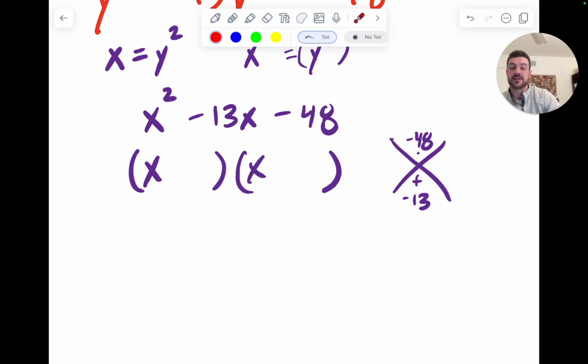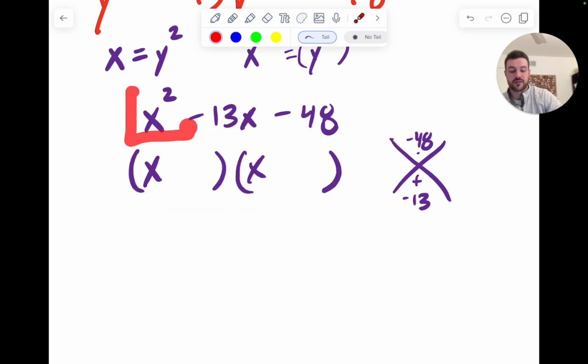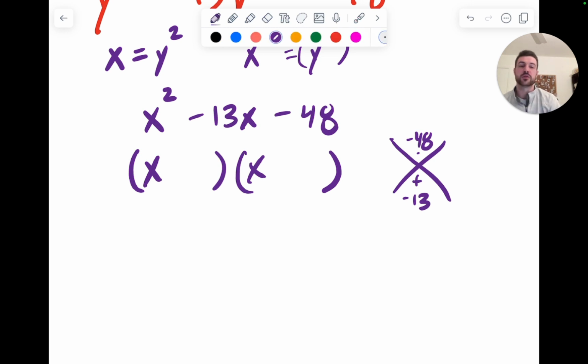The reason is if I were to multiply this back out, so instead of factoring, if I were to go backwards, I could FOIL this, and when I multiply x and x, I get my first term up here, which is x squared. Now I need two numbers that multiply to negative 48 and add to negative 13. That's going to be negative 16 and positive 3. So I can go ahead and plug those in.